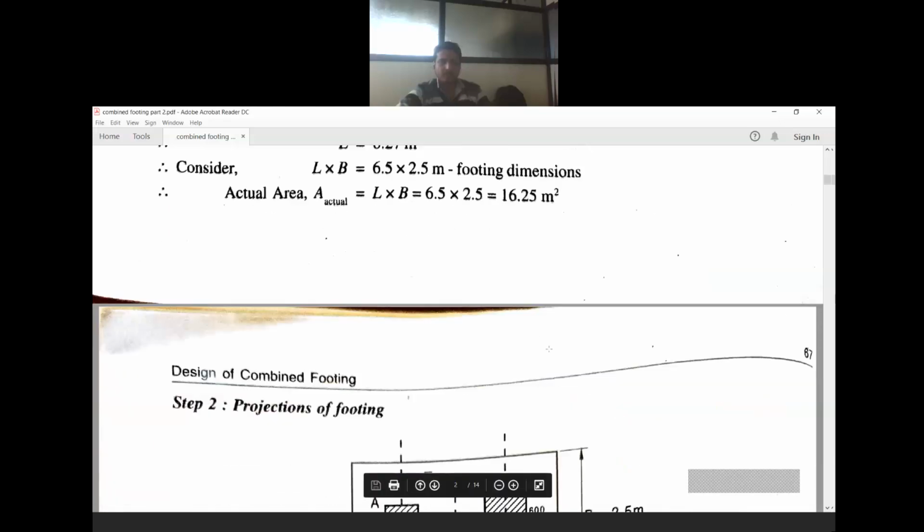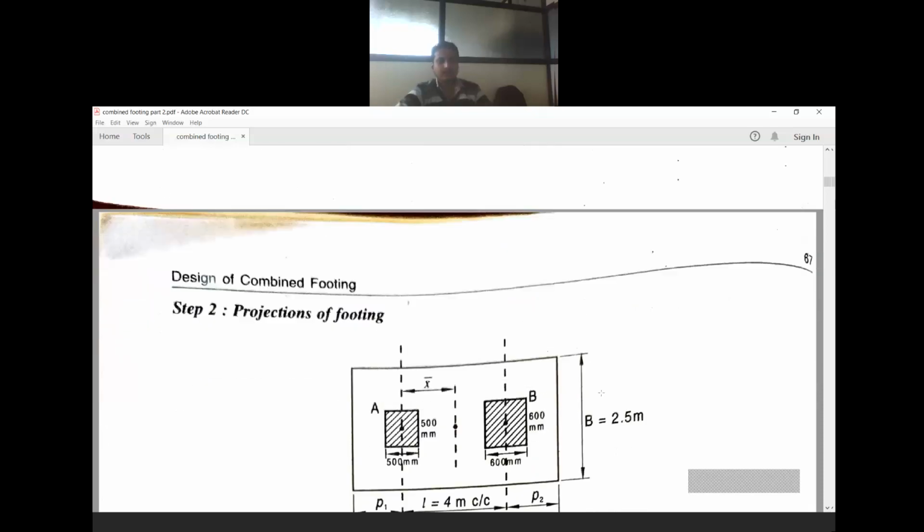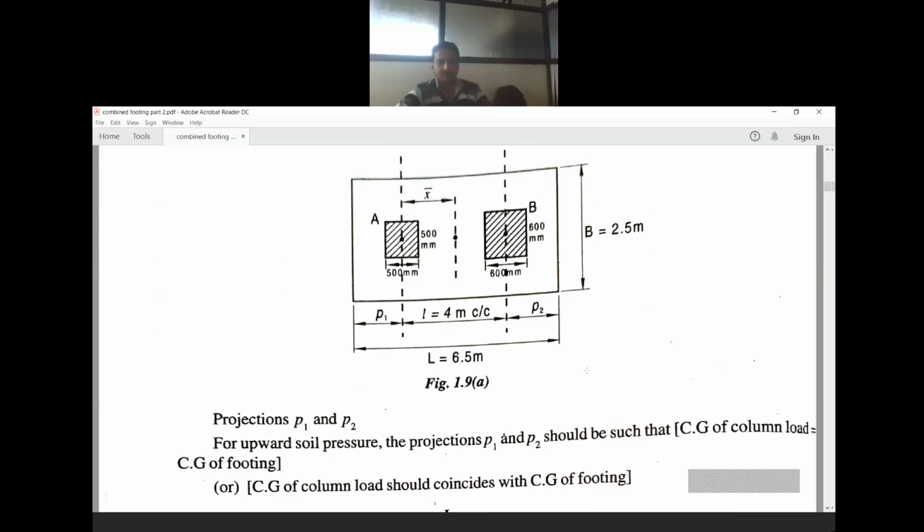Now, what you need to do is calculate the remaining dimensions of the foundation. To do that, you have to observe this diagram. In the question, they have given the spacing between the columns. So the spacing between the columns is 4 meter. And now we have just calculated the length of the foundation as 6.5 meter.